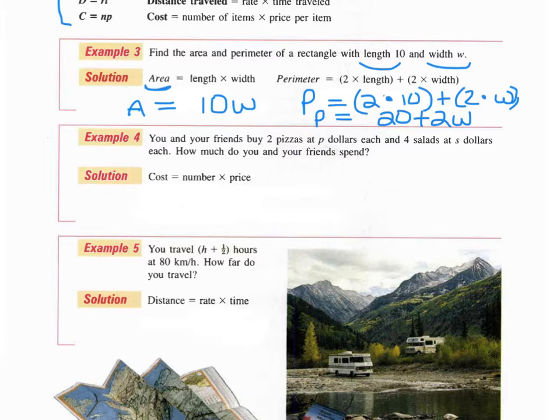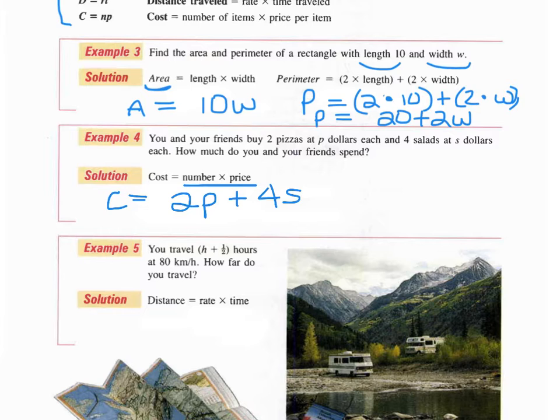Okay, Simone. 2P plus 4S. Okay, so we're buying 2 pizzas and we're buying 4 salads. And that would give us our total cost. So notice here, the number times the price.